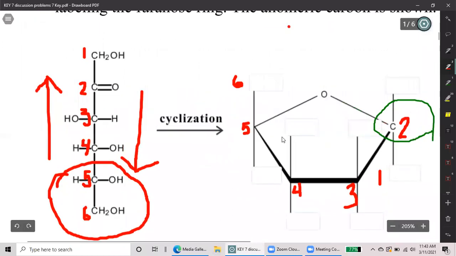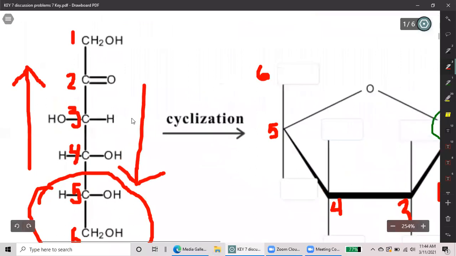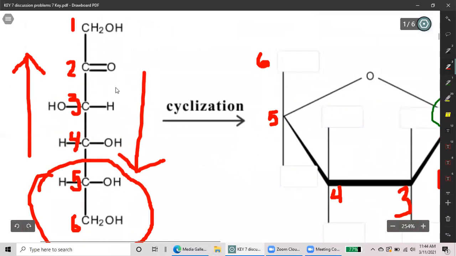Okay, so when it folds into its cyclic structure, you notice that it's a little bit different. When you watch Shkola's video, you're going to understand why. Okay, but for now, let's do this. Again, all you do is number your carbons. This is still carbon number 1, carbon number 2, 3, 4, 5, 6. Everything on the right-hand side will be placed downwards in the cyclic form, and everything on the left-hand side will be placed on top in the cyclic form.